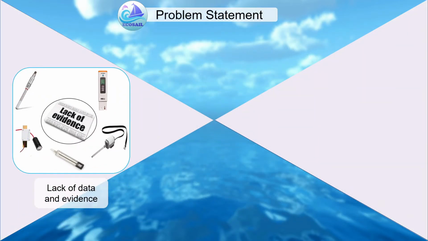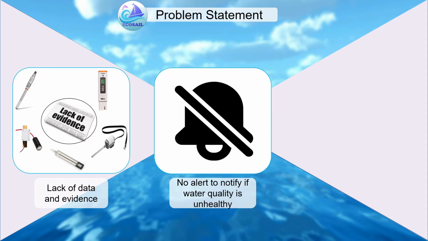But we lack data and evidence to support whether this coastal development is suitable to be carried on or not, and what the impact is on the initial state of the water quality that affects the coastal marine environment. Besides, there is no alert to inform the user whether the water quality is in an unhealthy state that may threaten the marine life.